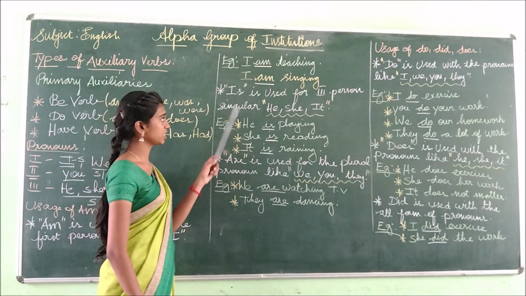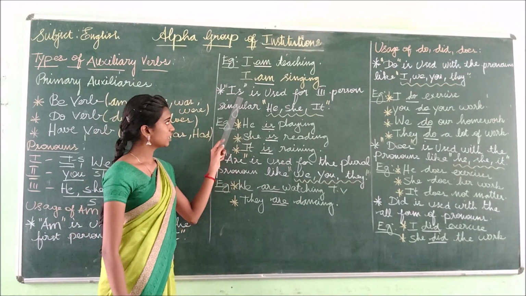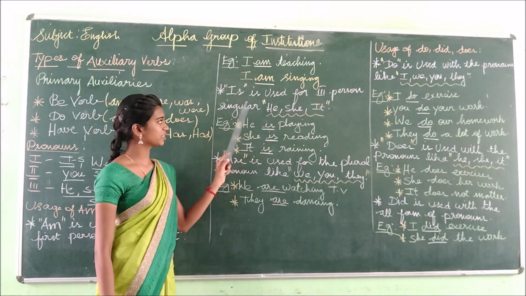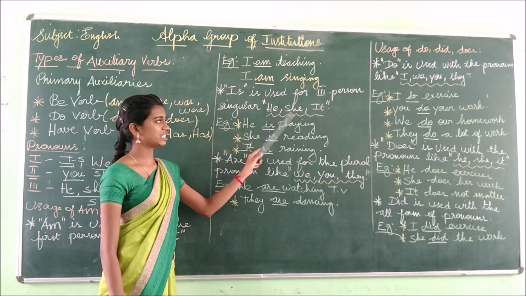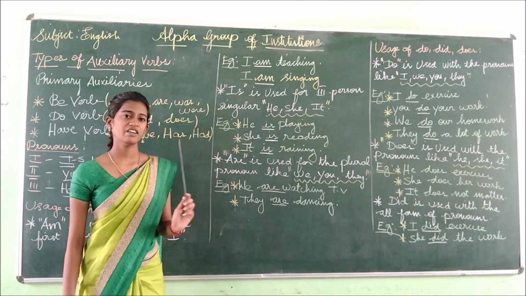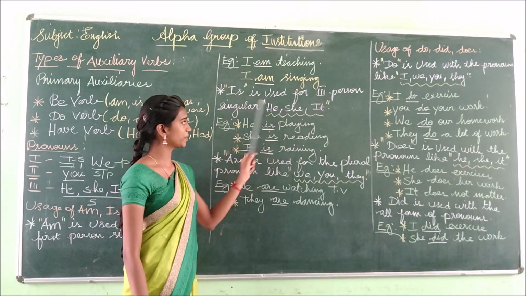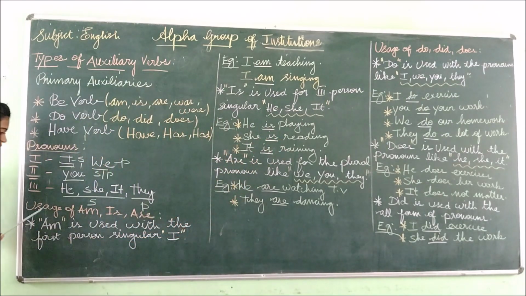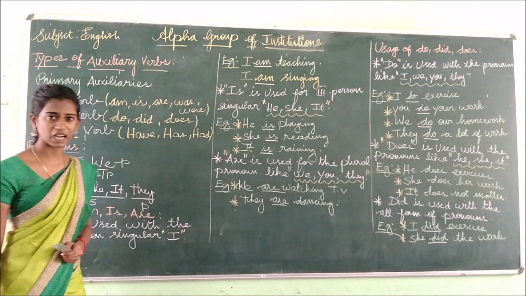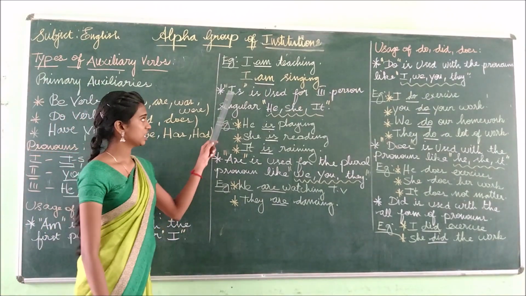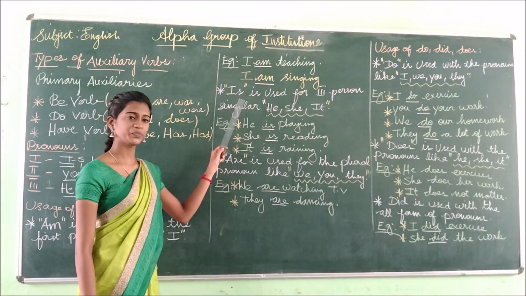Next we are going to see where to use is. Is is used for third person singular. He, she, it. Where we have to use is, we have to use it for third person singular. So what is the third person singular? He, she, it. These are all the third person singular. If the third person singular comes, we have to use the verb is.